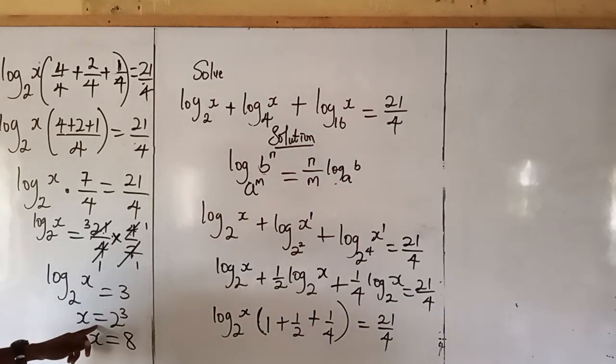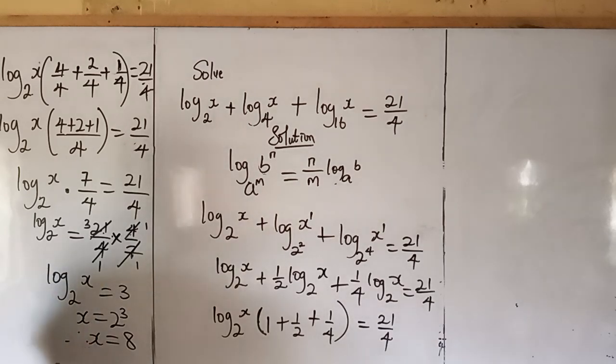Now, how do I change this? You should always remember the definition of logarithm: the logarithm is the power you can raise the base to in order to give that number. So to change it to an exponential equation, 2 to the power of 3 gives me the argument. So I have this.